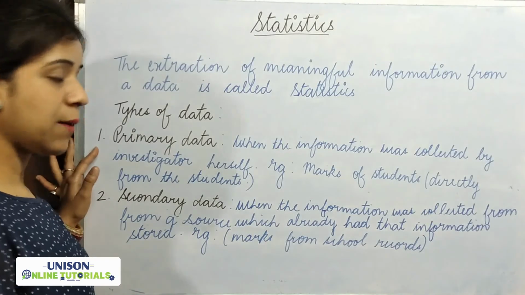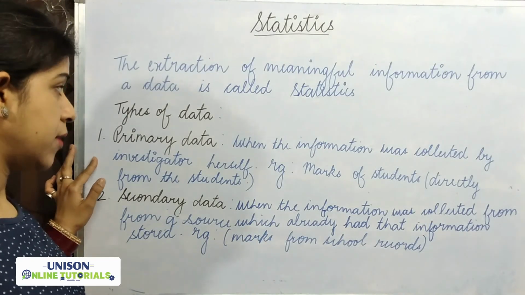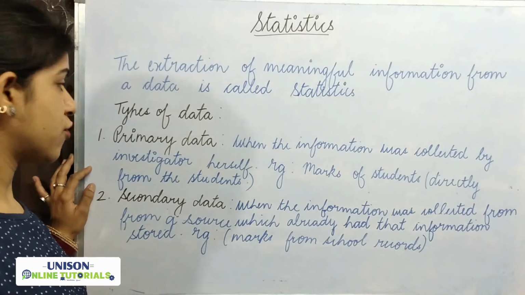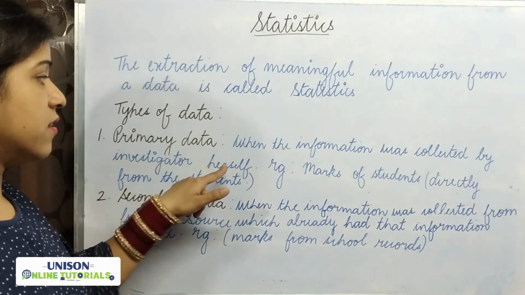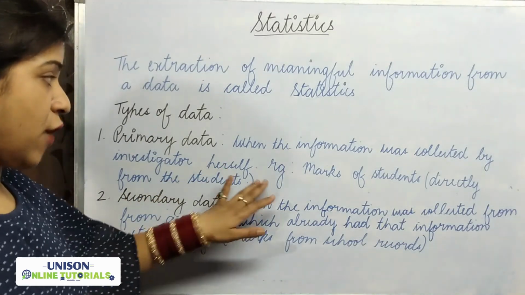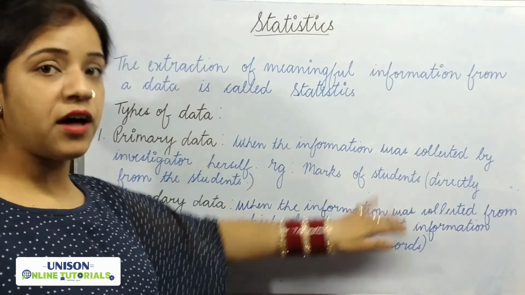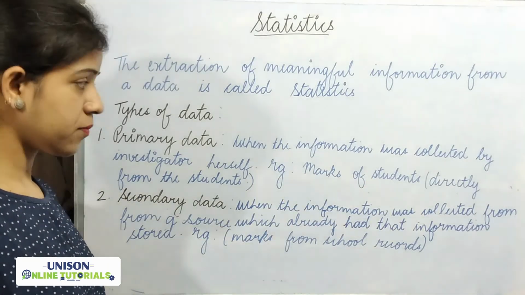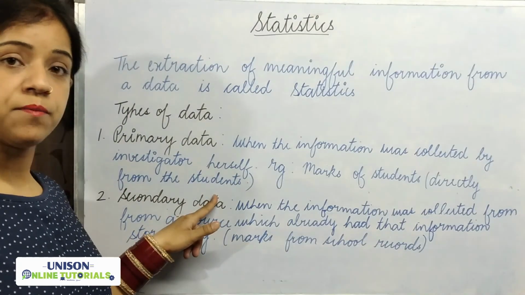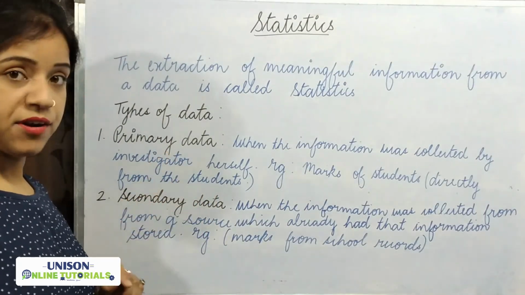Now we have two types of data. First one primary, second one secondary. Primary data is when the information was collected by the investigator herself; you have collected that information by yourself. For example, marks of students, directly asking the students. So marks of students collected directly from the students is primary data.